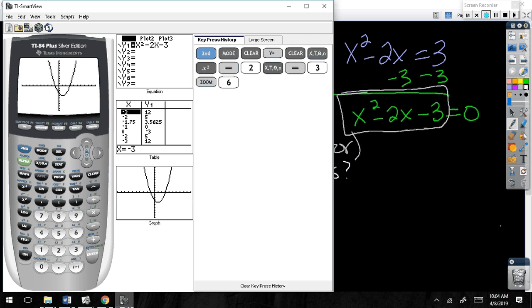Alright, what's the question again? How many solutions? It's 3. It's one on the right. No, that don't count. There's 2. Why? Because it crosses in 2 places on the x-axis.